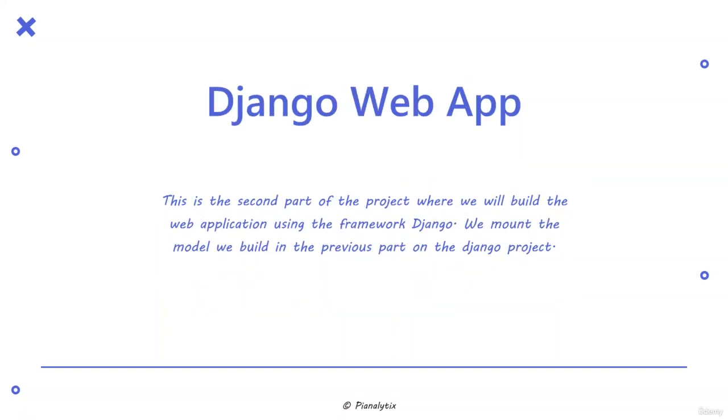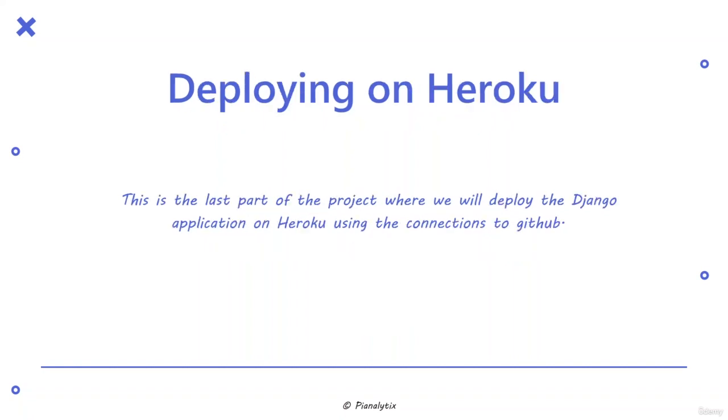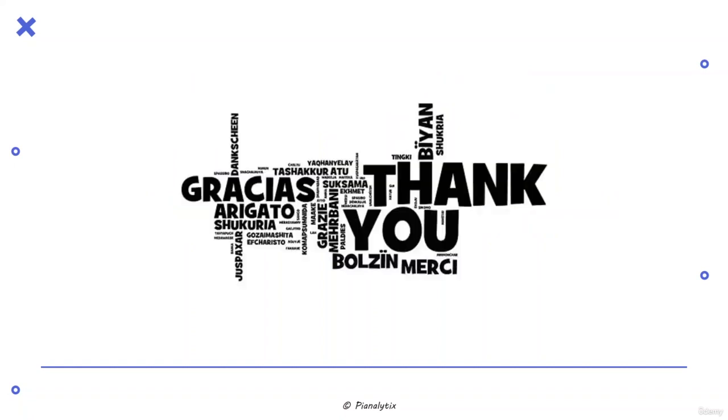This is the second part of the project, where we will build the web application using the framework Django. We will mount the model we built in the previous part on the Django project here. The last part is where we are going to deploy the Django application on Heroku using the connections to GitHub. Now let's move forward and start off with the first part, that is building the machine learning model.